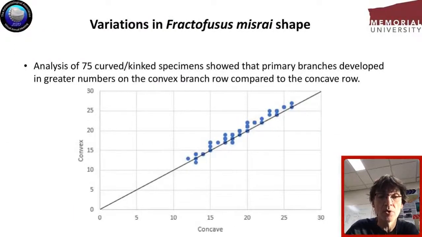In order to try to understand these specimens better and the variations that we see, we looked at as many specimens as we could for which we could get a reliable count of primary branches along both primary branch rows, and we found a total of 75 specimens for which we could get reliable counts. Of these, we found that 52 specimens had at least one additional primary branch on the convex surface of the specimen. So there does definitely appear to be a correlation between the shape of the organisms and the addition of new branches.